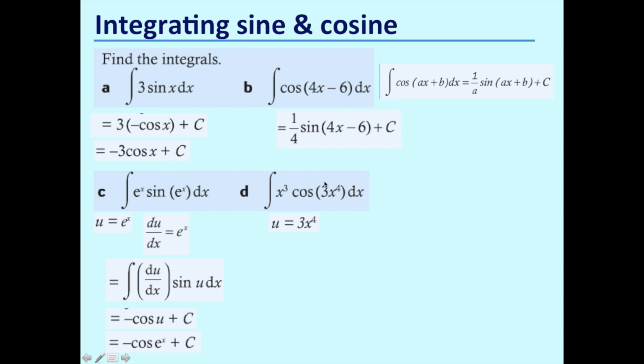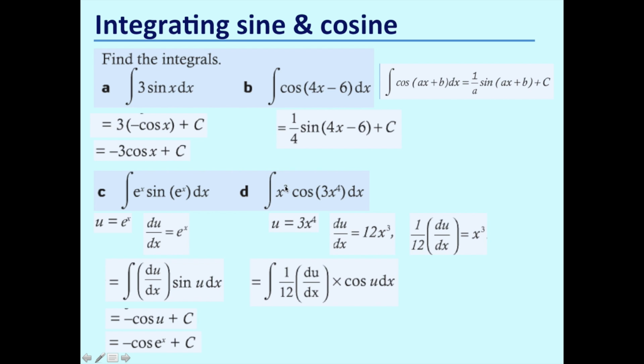In this instance, this is not exactly the derivative of this, but we can manipulate it. So we're going to start off with u equals 3x to the power 4. We're going to differentiate it and get 12x cubed. And therefore, we're going to recognize that x cubed is actually 1 over 12 times du by dx. So we can substitute in for x cubed, 1 over 12 du by dx, and multiply by cos u.